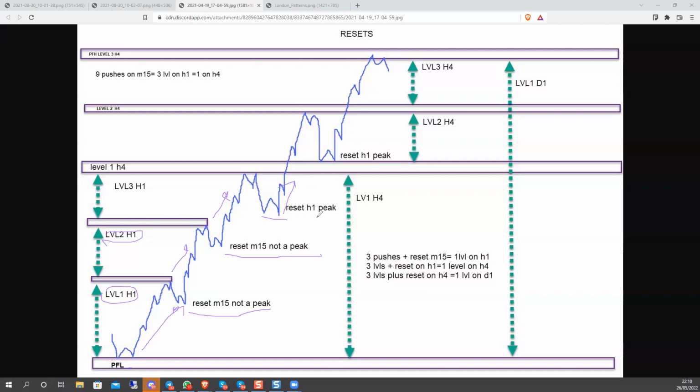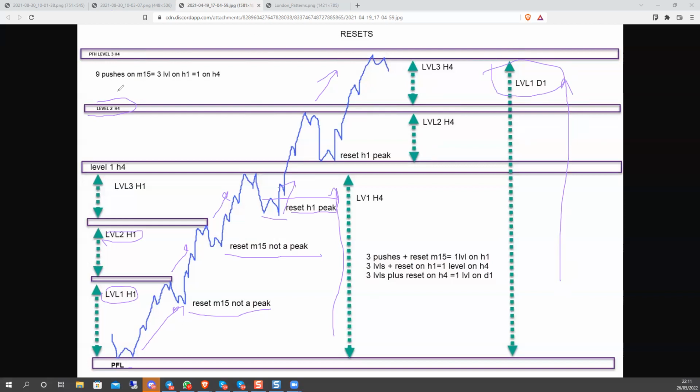So after level 3, we see a reset in H1. And then these 3 levels of H1 mean that we have completed a level of H4, and then we complete another 3 levels of H1 to complete a level of H4, and then this takes us to level 2, and then we complete another level of H1 and another cycle of H1 to make another level of H4. All of these 3 with the resets in between. The H4 cycle completes a level of D1.